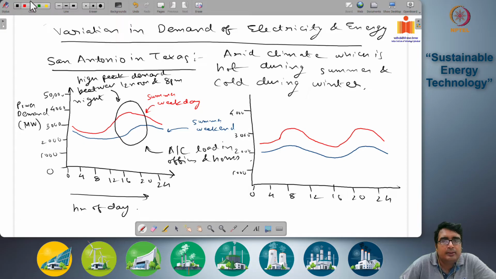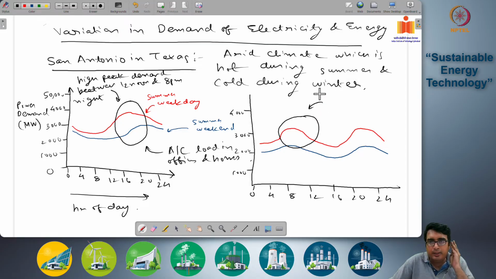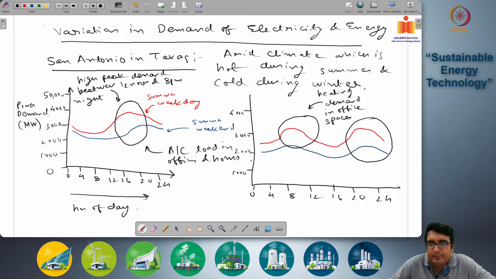So here the idea is there is a peak load here due to heating demand in office spaces. And here at late nights, there is heating demand at homes.